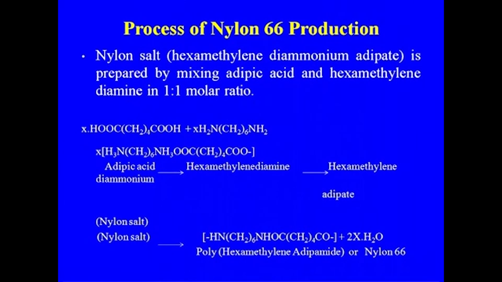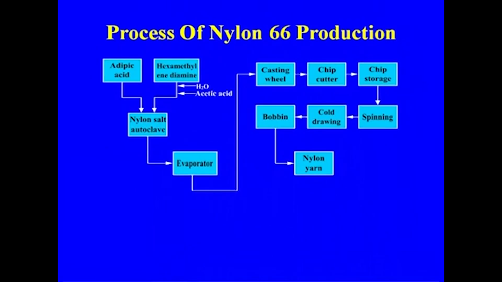This is the reaction that is taking place when we have adipic acid and hexamethylene diamine. By the reaction we get the nylon salt, and after polymerization of this nylon salt we get nylon 66. So this is the reaction that is taking place in the production of nylon 66 from hexamethylene diamine and adipic acid. This is the process that we are using. Here also the nylon salt goes to the autoclave, where the polymerization is taking place.